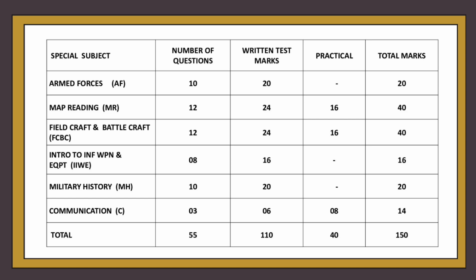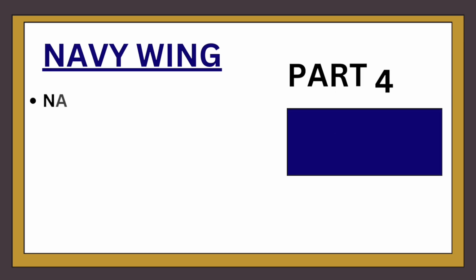It will also have a practical of 16 marks. FCBC will have 12 questions of 24 marks and 16 marks practical. Introduction to infantry weapon will have 8 questions of 16 marks. Military history will have 10 questions of 20 marks. And communication will have 3 questions of 6 marks. There will be a practical of 8 marks for communication too. It means the paper will be of 110 marks written and 40 marks practical.